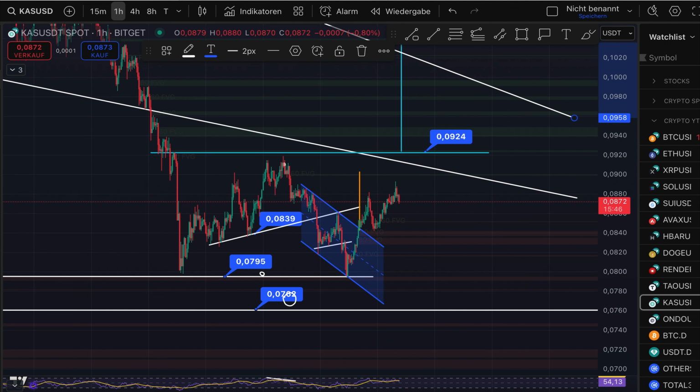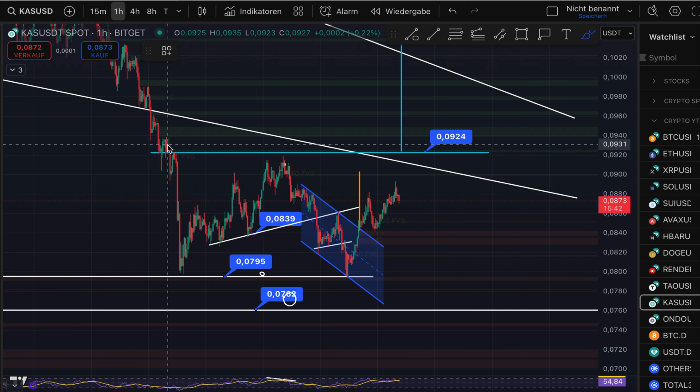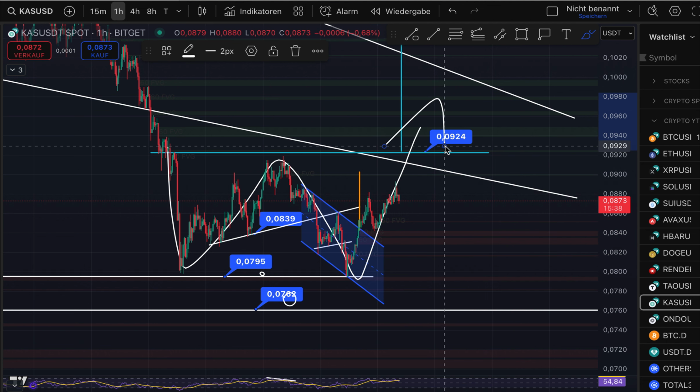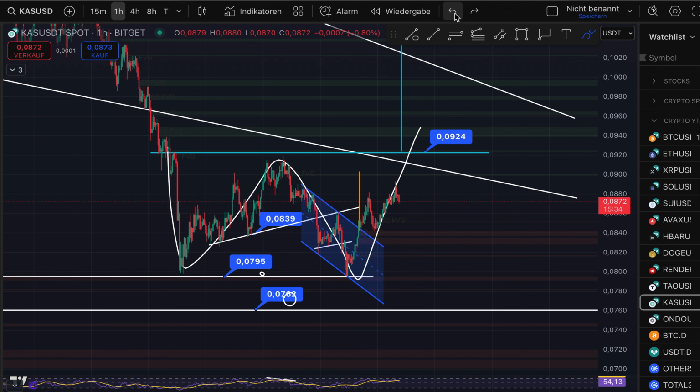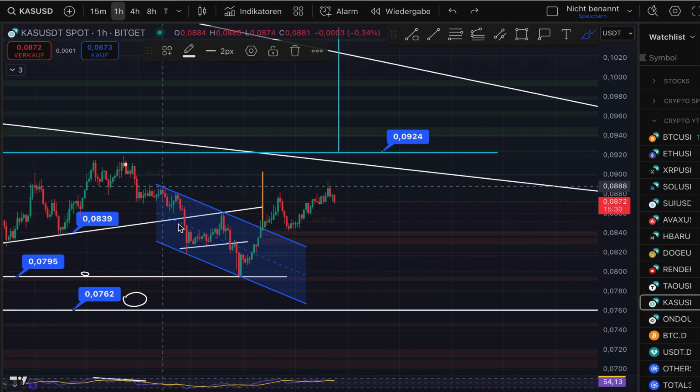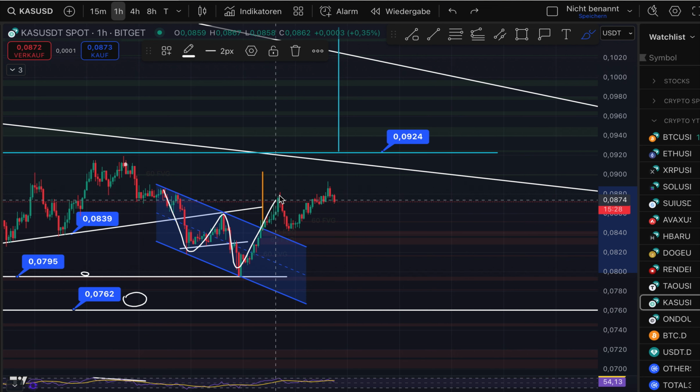This one too. So if we break the 9.2 cents to the upside, then this was just a double bottom pattern and we can push to the upside. So for Kaspa, I think we had this panel, we pushed to the upside. We can go to 9 cents. We can even go to 9.2 cents, somewhere in this area.